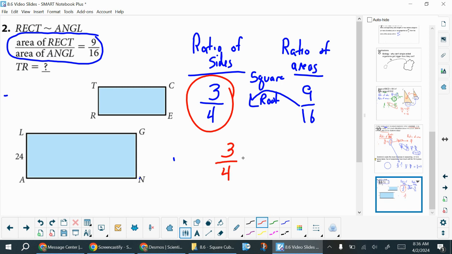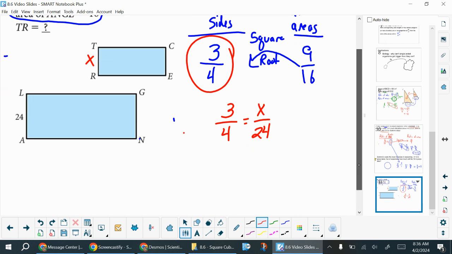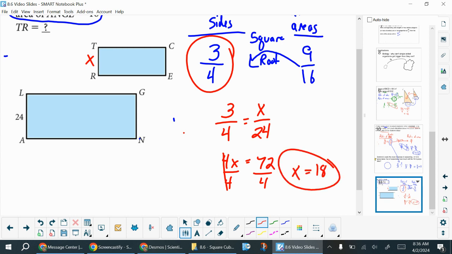To write my proportion, 3/4. So this one is small over big already. You can see there is x, that's the small one, over 24. And now I can solve my proportion. 4x equals 72. Divided by 4, divided by 4. That's where I'm going to pull out my calculator. 72 divided by 4 gives me 18. And that's my side here.